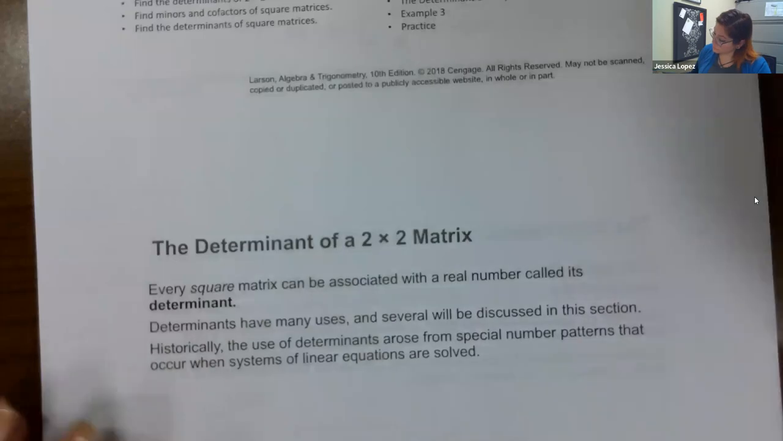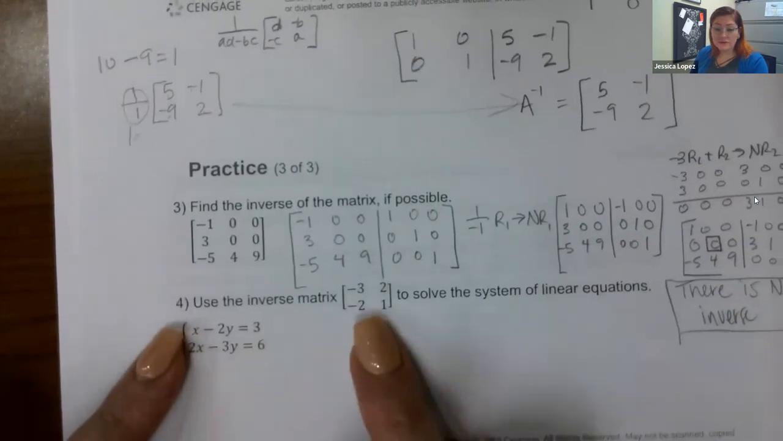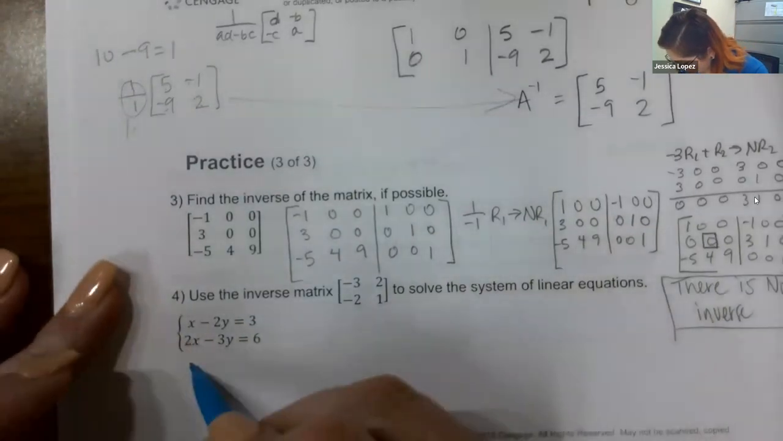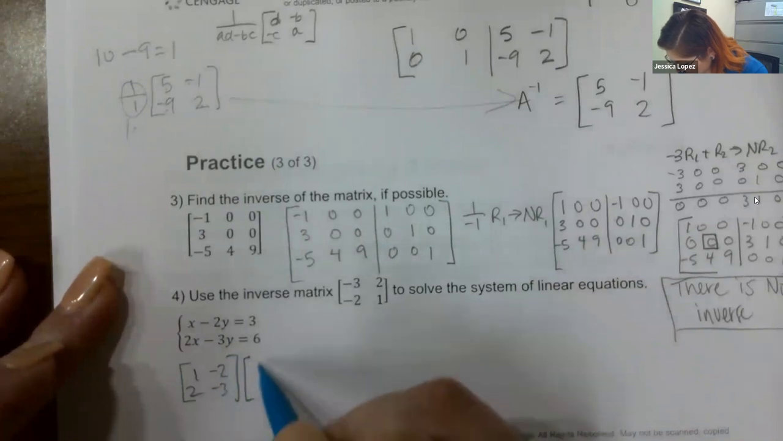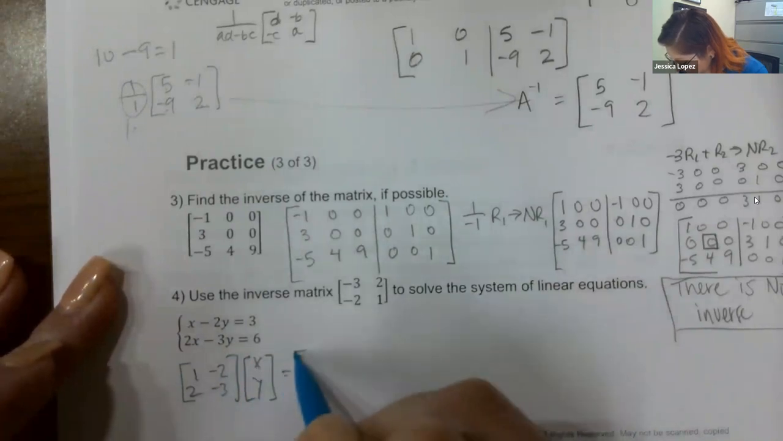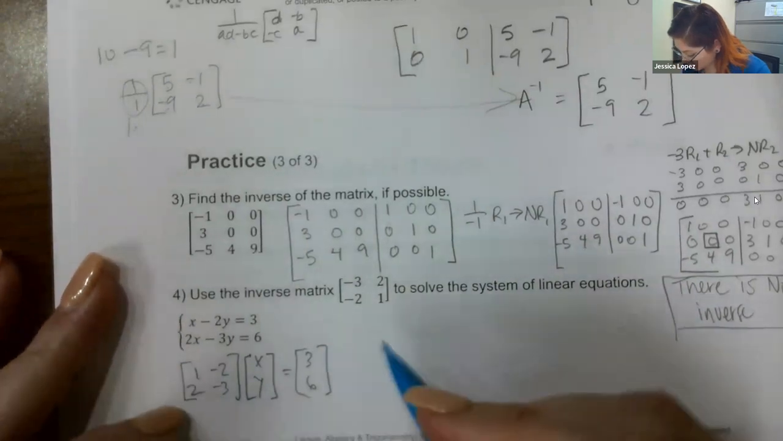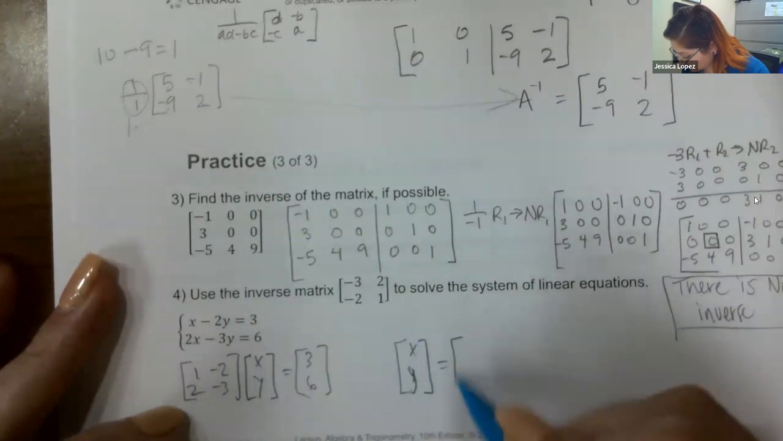Okay. Now, this was one of those problems I was talking about where it says use the inverse matrix and they already give it to you. So I already know that this is going to be 1, negative 2, 2, negative 3 times the variable matrix equal to the constant matrix. And they already told me the inverse of this. So we know that we're supposed to have this as the answer.